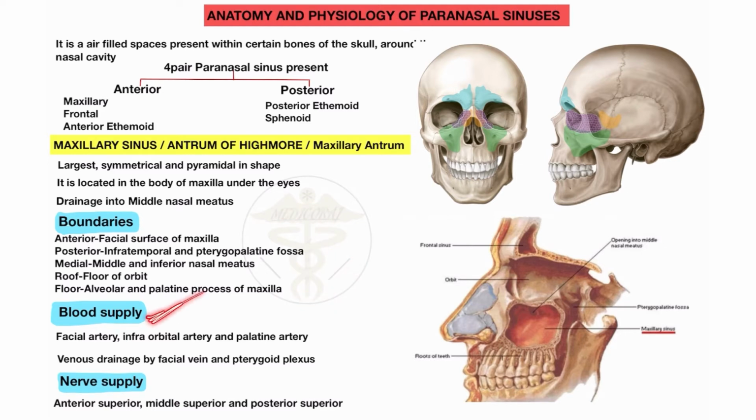What is the blood supply to the maxillary sinus? The facial artery, infraorbital artery, and palatine artery. These are all branches of the external carotid artery.